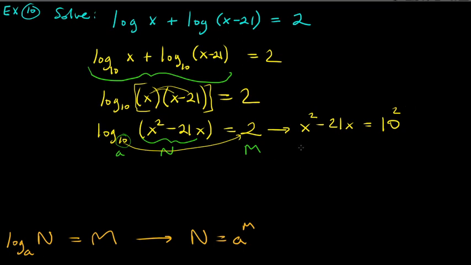All right, well, you can take it from here. This is still x squared minus 21x, but what's 10 squared? 10 times 10 is 100. And this is another quadratic equation, but I think you can handle that. Take away the 100 from both sides. And now it's in standard form. Okay, so a is 1, b is negative 21, c is negative 100. So you can use the quadratic formula if you like.